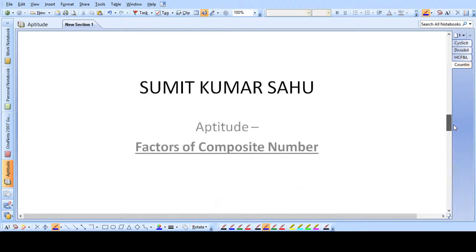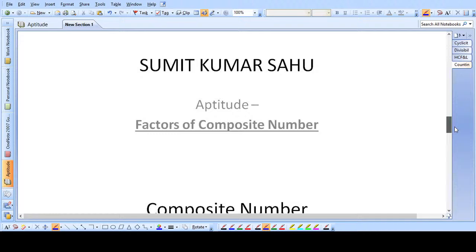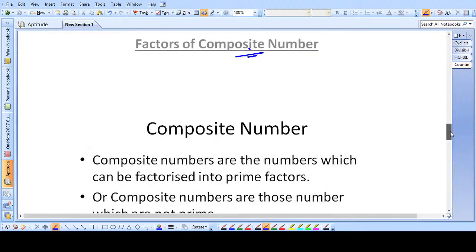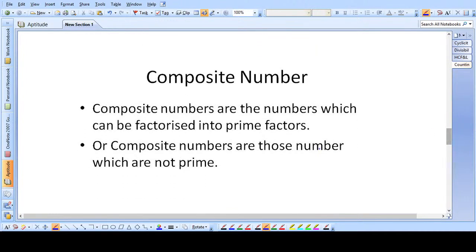Now let's go to the next topic, factors of a composite number. This is also asked in exams: you will be given a particular number and asked how many factors there are of that number. For this, first you should know what a composite number is. So let's quickly brush up on composite numbers.